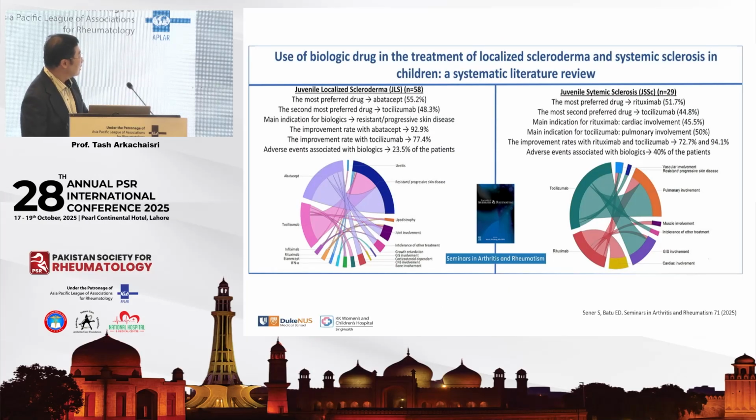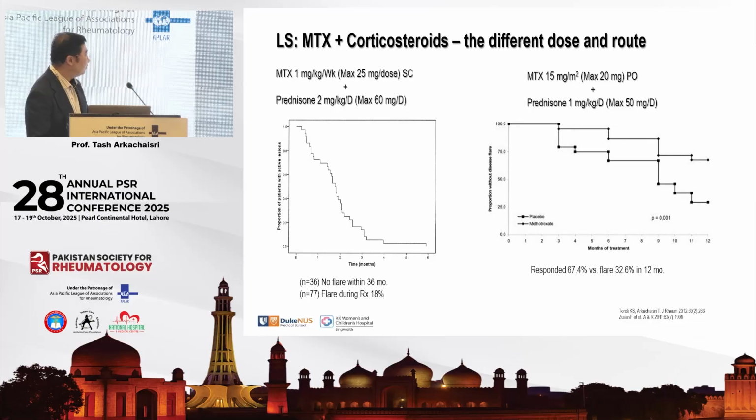One is abatacept. 55% of them will use tocilizumab or another 50, and outcome is quite okay. But this is quite expensive for you. Majority of the time I don't need actually. Methotrexate stop everything. And this is just to show you when you use a Euro protocol, 15 milligram per meter square, and some of them are even oral, recurrent rate is quite high compared to the MTX sub-Q maximum dose at 25 milligram with concurrent steroid.